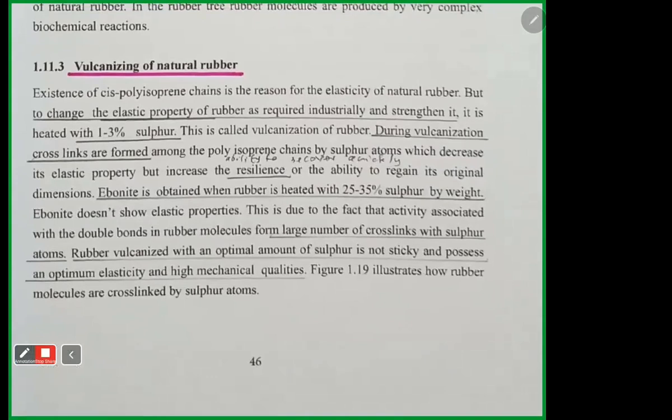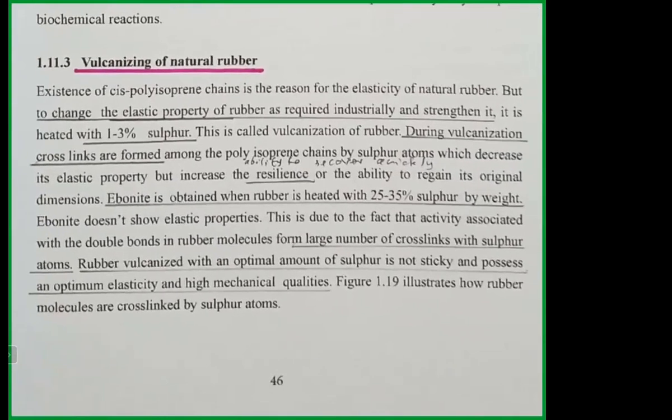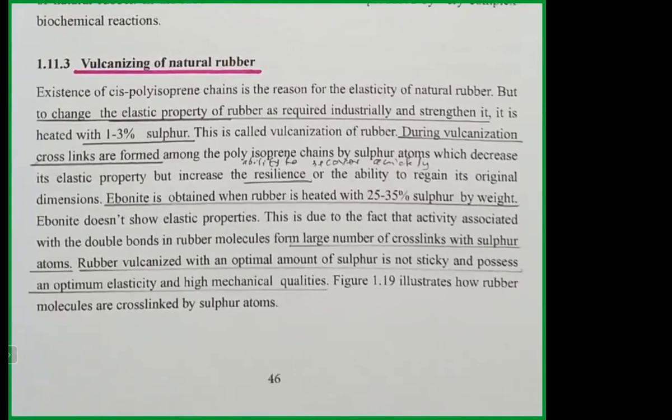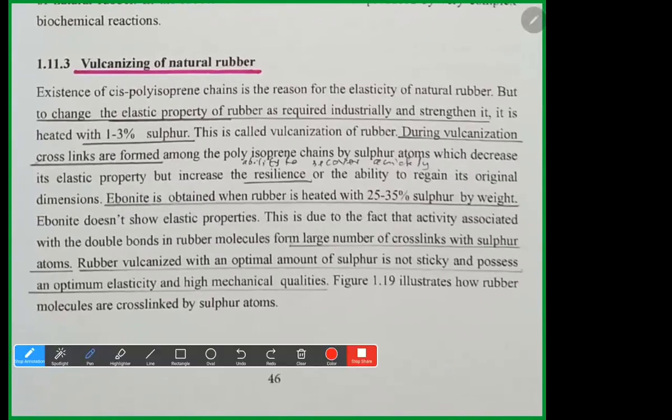Okay, so now we know that the rubber has uncontrollable elasticity, which is disadvantageous to some. So we need to control this elasticity. To control this elasticity, we are adding sulfur. That is called vulcanization. Vulcanization of material. The existence of cis polyisoprene chains is the reason for the elasticity of natural rubber.